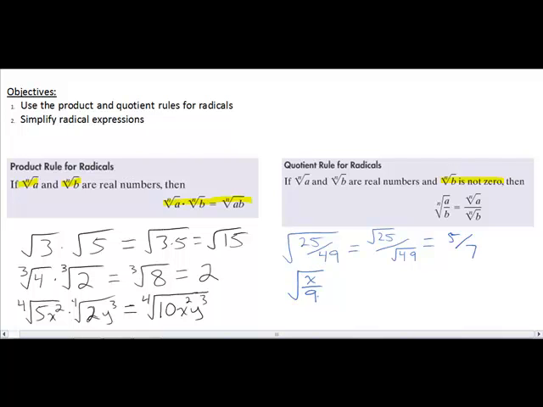Square root of x over 9. Now this one, square root of x, that's all well and good. We can't really do anything with that because we don't know what x is. But the square root of 9 is 3. So we can split it up like that, where we pull them apart and we can only reduce half of it, but that's fine. We reduced what we could, and there's our answer.